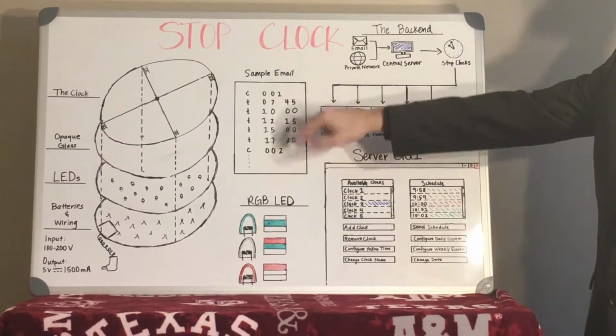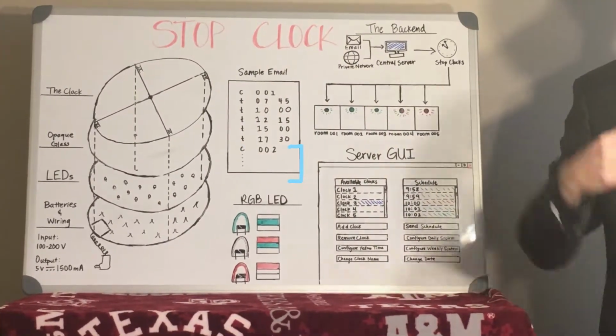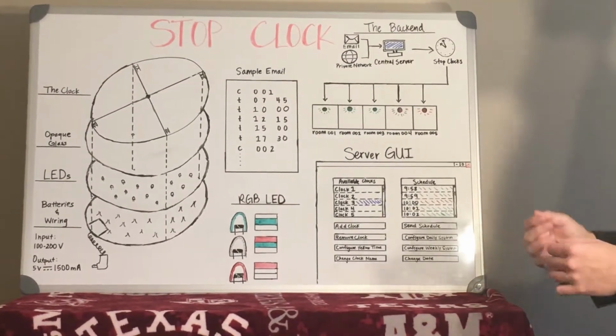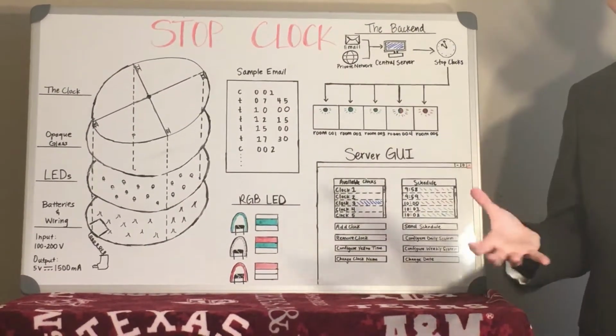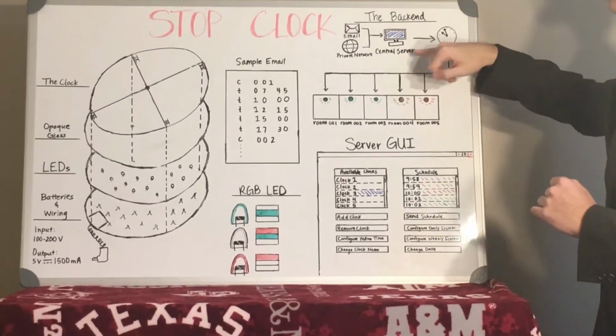And it'll read all of these T's for clock 1, and once it gets to clock 2, it'll read all of those T's. It'll just go from clocks all the way up to however many you have, and it'll make a schedule out of that. That is the first way to send a schedule to the central server.